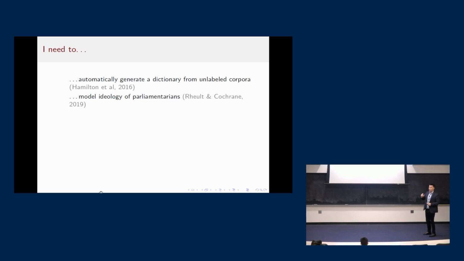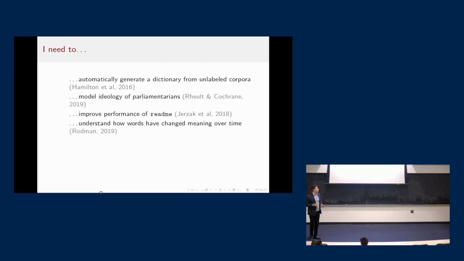Maybe I want to model parliamentarians, right? So they're behaving in some way. I might want to think about ideologically what space they're in. I might want to improve the performance of some supervised learning problem. There's a very notable supervised solution, I should say, in political science called README. And people are trying to use embeddings to improve its classification ability.